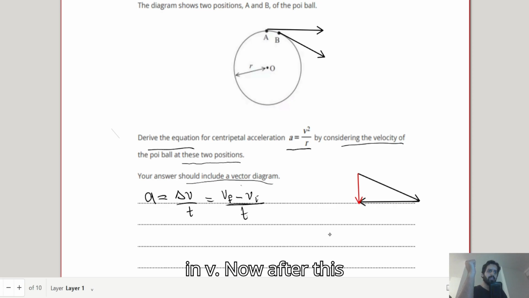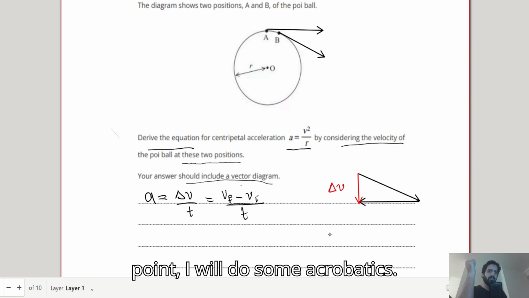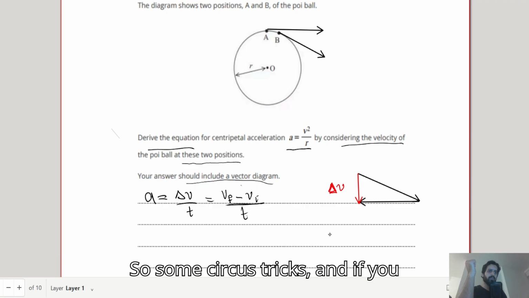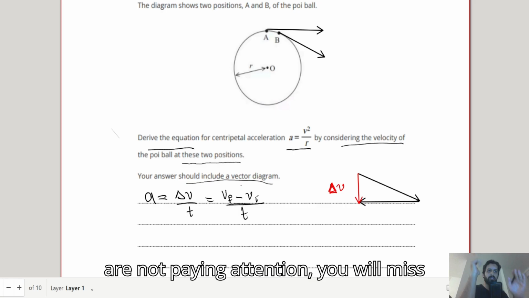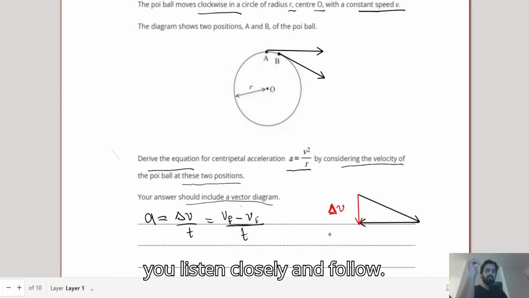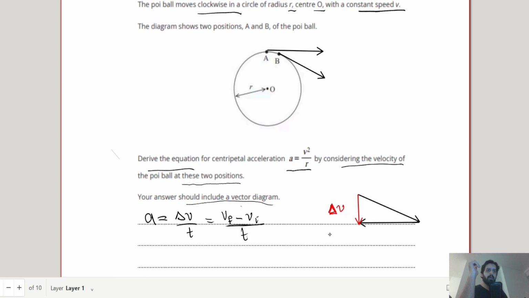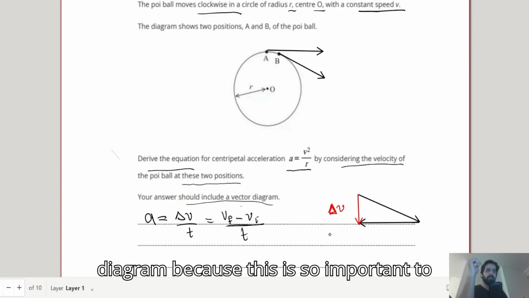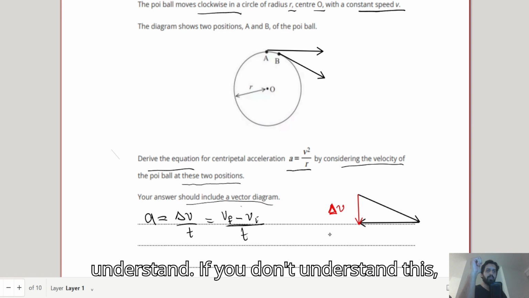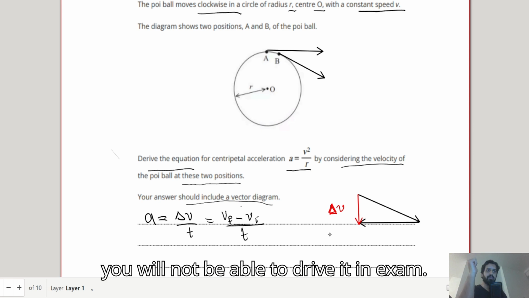Now, after this point, I will do some acrobatics, some circus tricks. And if you are not paying attention, you will miss the trick. So it's very important that you listen closely and follow, even if you can draw the same diagram, because this is so important to understand. If you don't understand this, you will not be able to derive it in the exam.